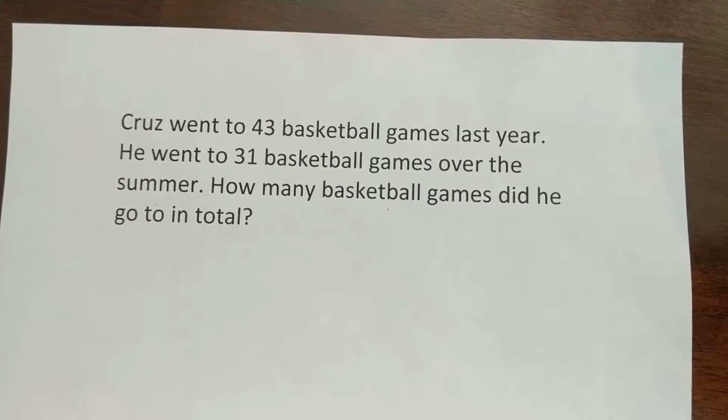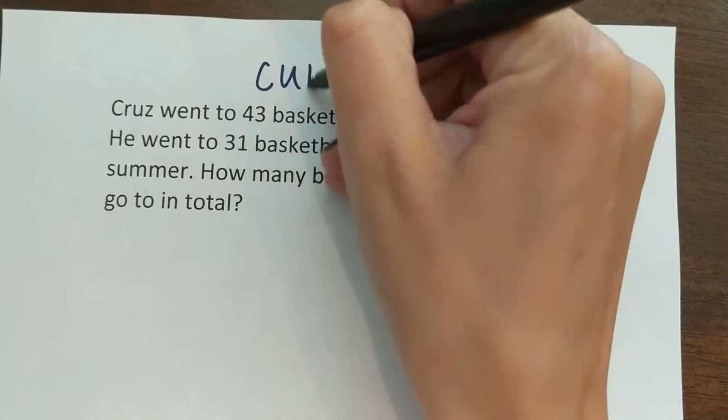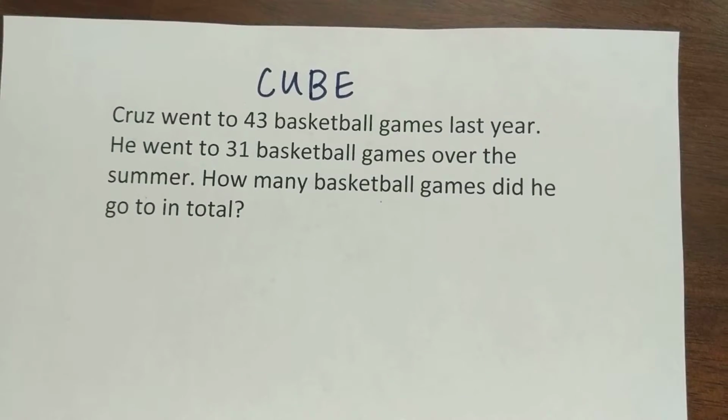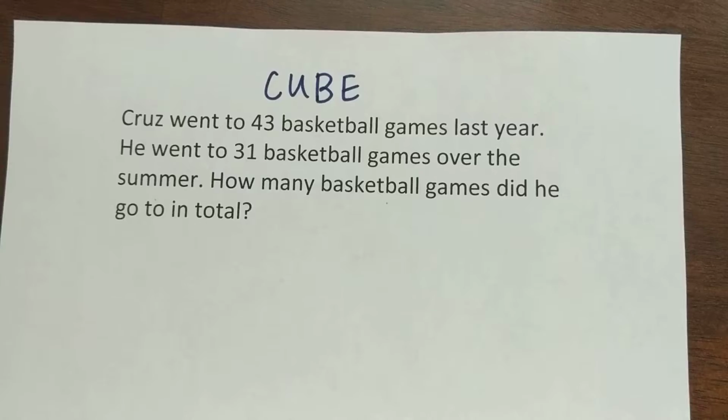Annotating a problem like this in class would look something like this. So we always start by writing CUBE up at the top. This serves as a visual reminder of the steps for the problem for the students. Starting with C, we know that that means to circle important numbers.